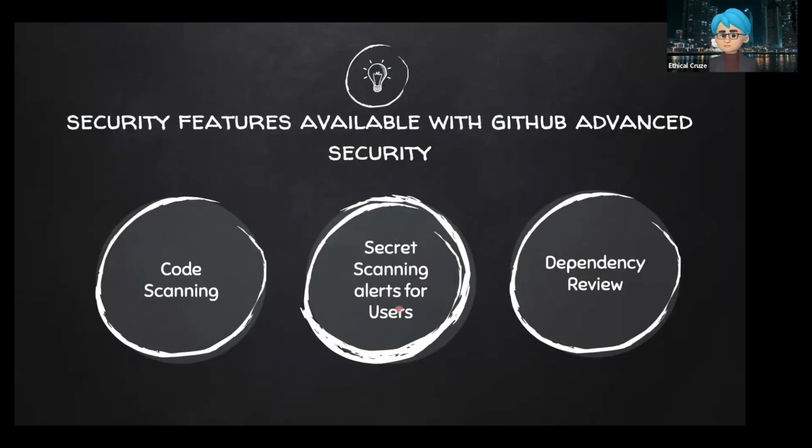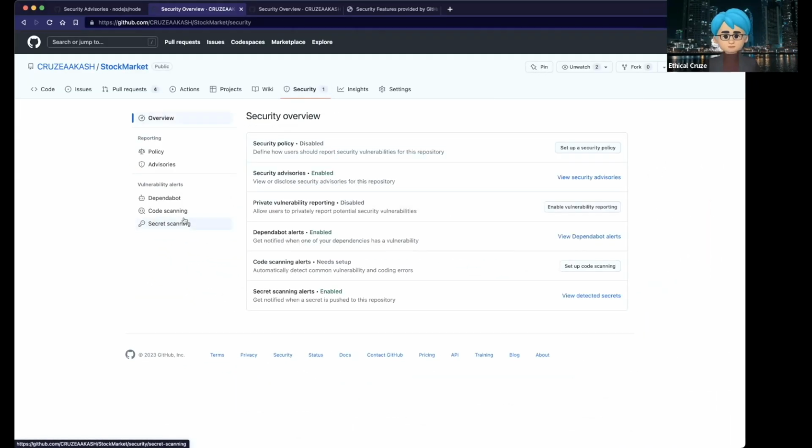The next feature is secret scanning alerts for users. This is meant for users and not for partners. Do not confuse it with the previous one, where I talked about secret scanning alerts for partners. GitHub automatically detects tokens or credentials that have been checked into a repository and raises an alert for that, which can be viewed from the security tab of the repository. So first go to the security tab and then go to the secret scanning part.